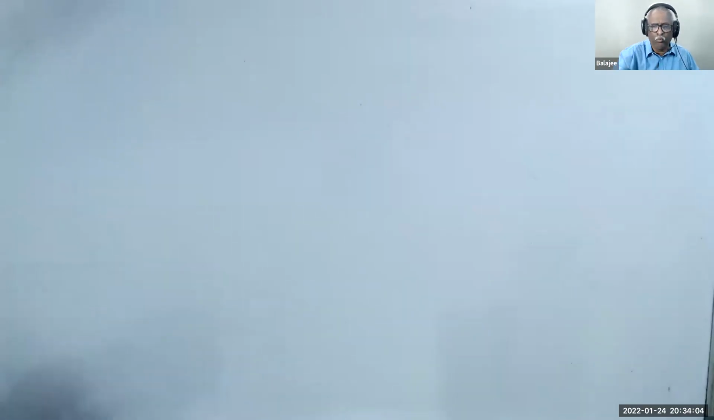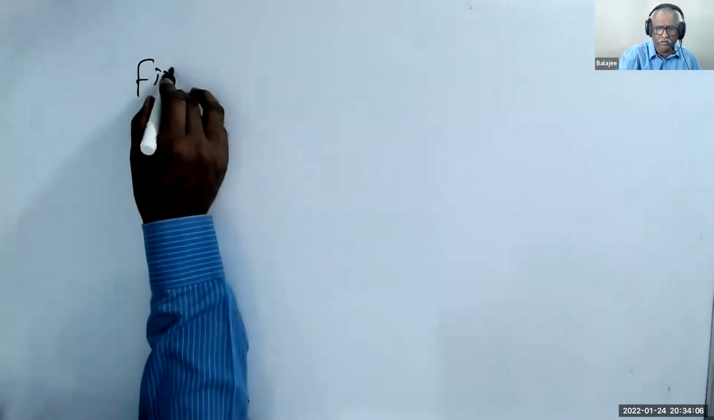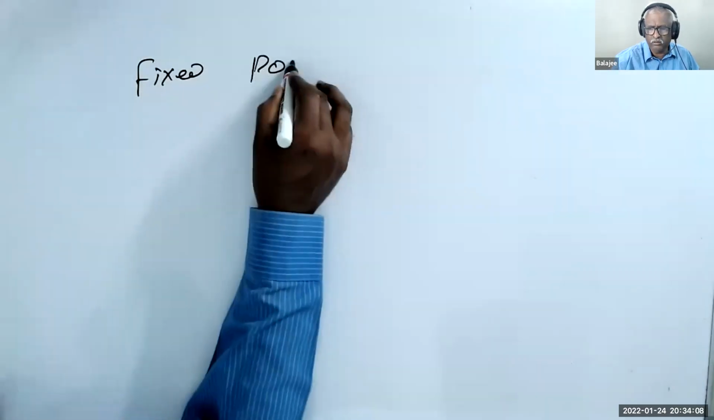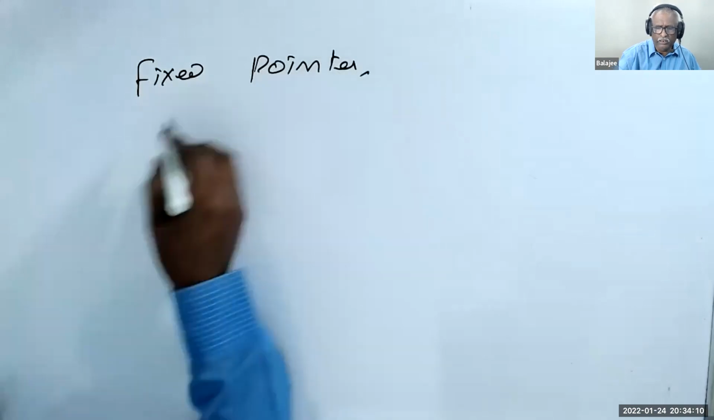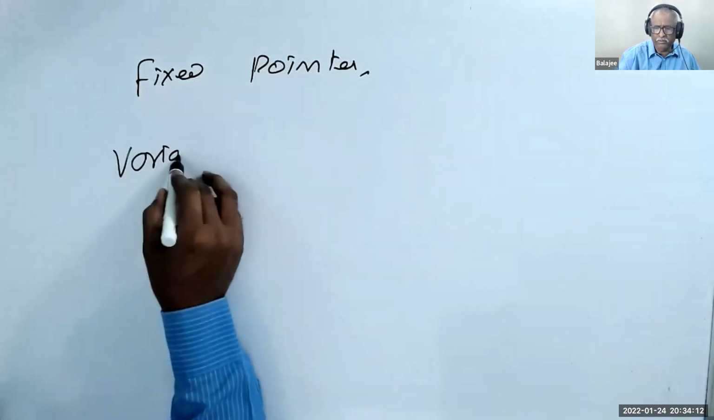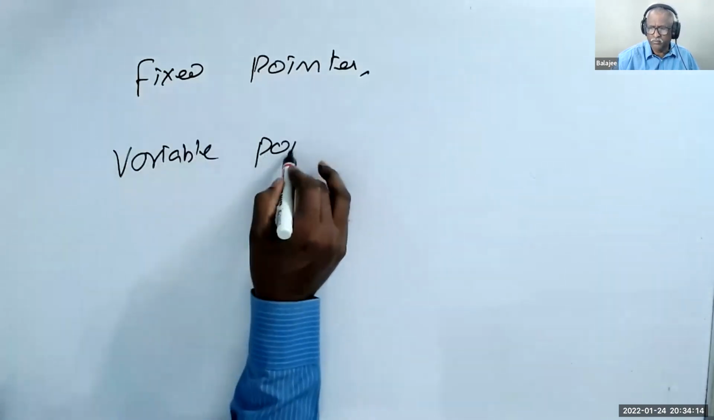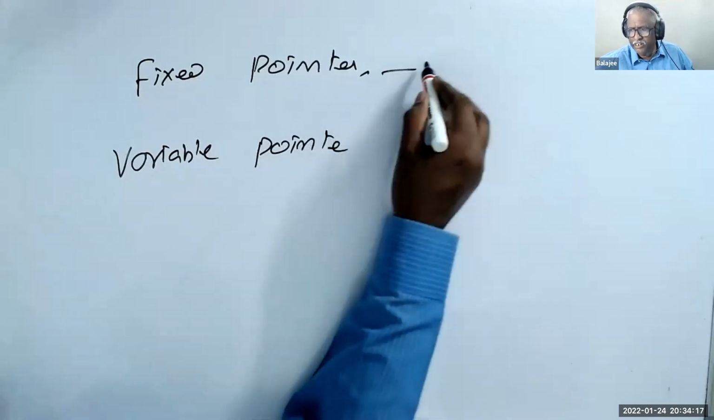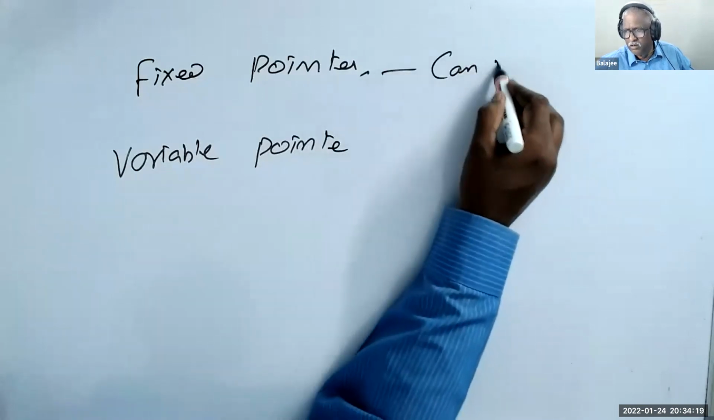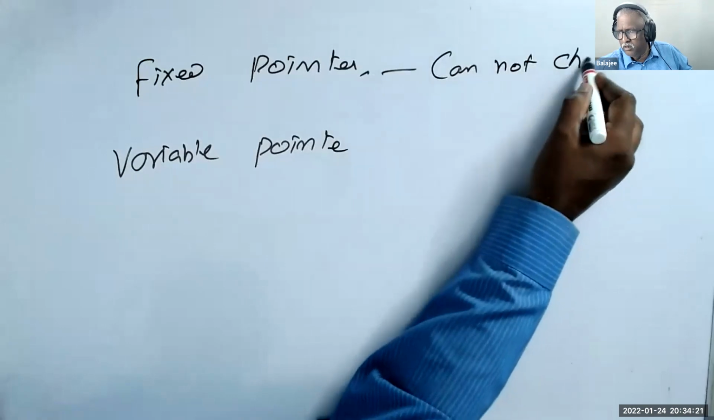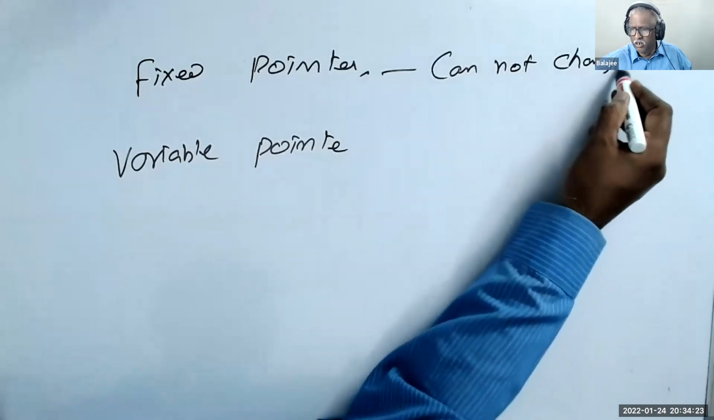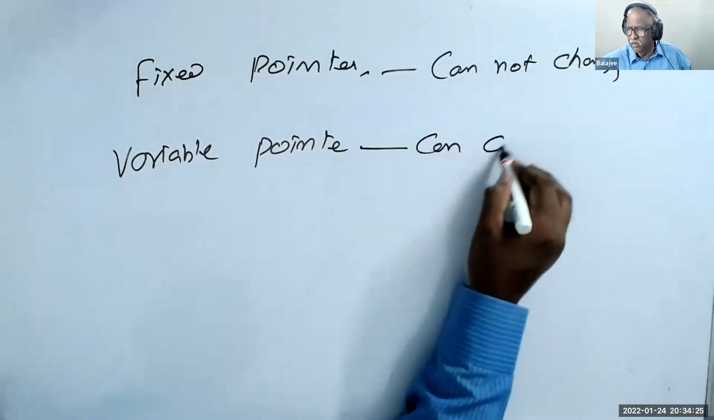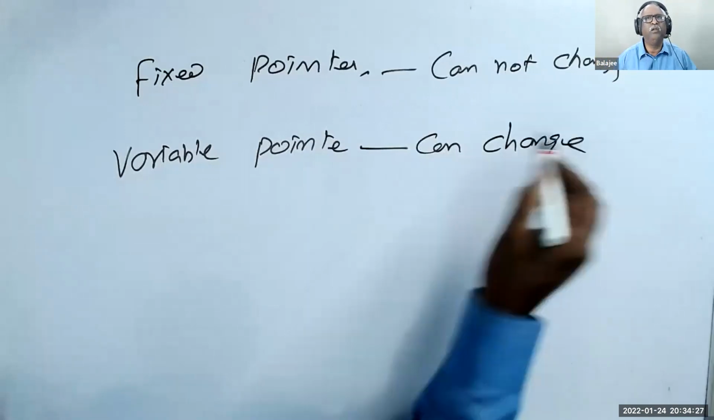So there are two pointers. One is called a fixed pointer. The other one is called a variable pointer. You cannot change the fixed one. Can't change. Understand?